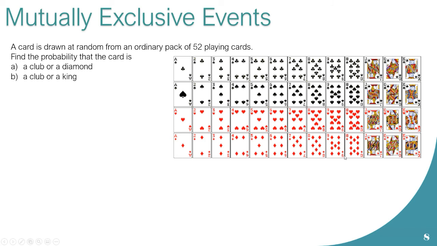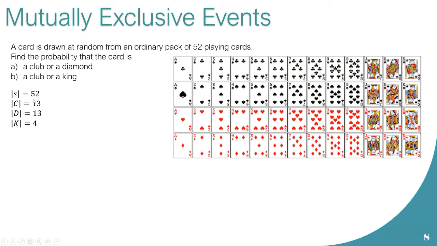In this case, we are told that a card is drawn at random from an ordinary pack of 52 playing cards. Find the probability that the card is A, a club or a diamond, B, a club or a king. So here we have a picture of an ordinary deck of cards. So we want to find the probability that the card is a club or a diamond. So notice we have what? 52 cards, we have 13 clubs, 13 diamonds.